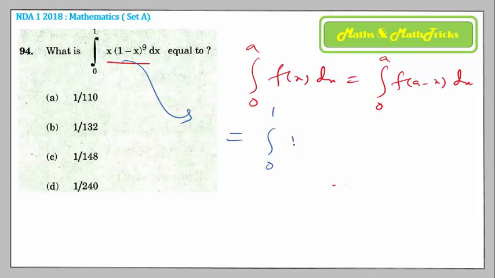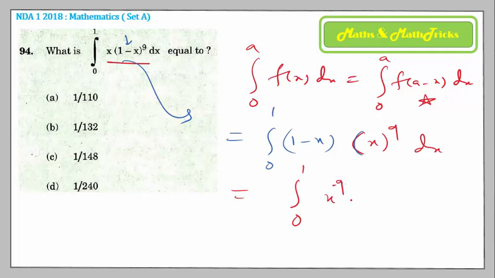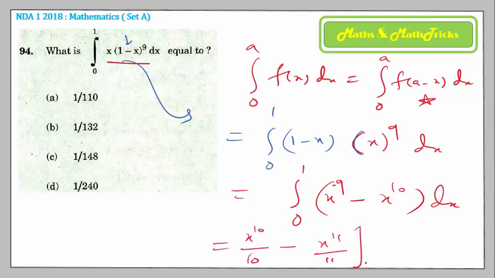X is replaced by 1 minus x, and this bracket 1 minus x value would be what? 1 minus x, which will be x. So the bracket value turns out to be x to the power 9 dx when you replace a minus x there. So what you have now is a simple equation, 0 to 1 x power 9 minus x power 10. Now it's very simple to integrate. This will be x power 10 by 10 minus x power 11 by 11. Limits are from 0 to 1.